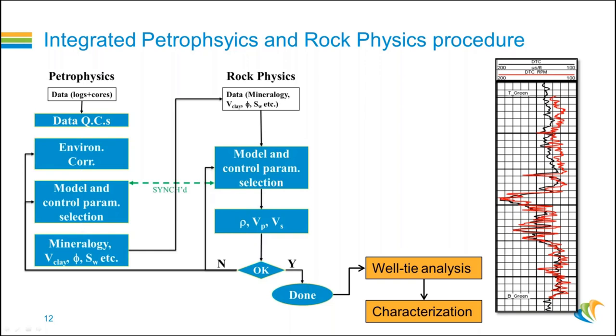And after you do the iteration, again, you go back to the well-tie analysis, and then you check that part. If it's okay, then that's fine. If not, again, back to the petrophysics. So it's an iteration process that can go for several iterations. And after you are happy, or petrophysics and geophysics both are happy with the results, then it can end and it can come to a final, let's say, result.